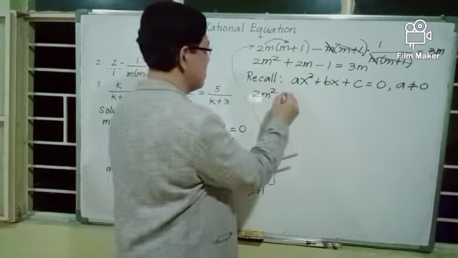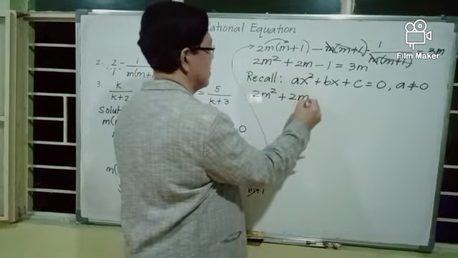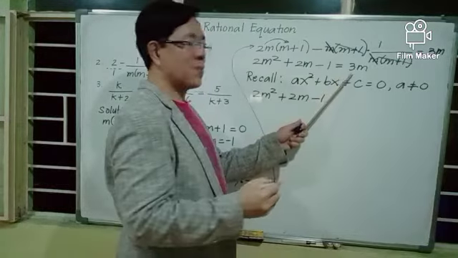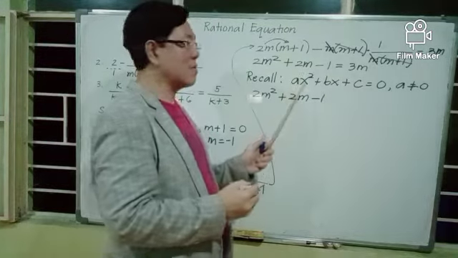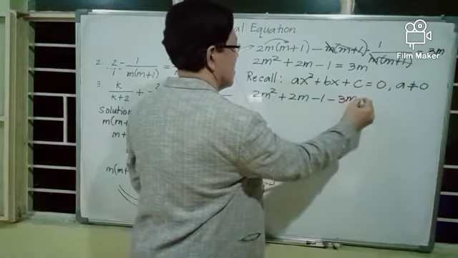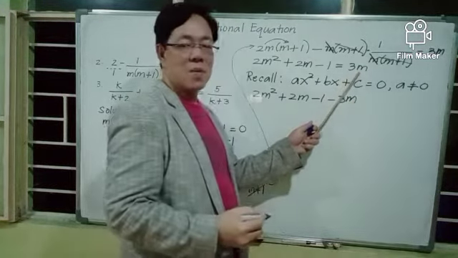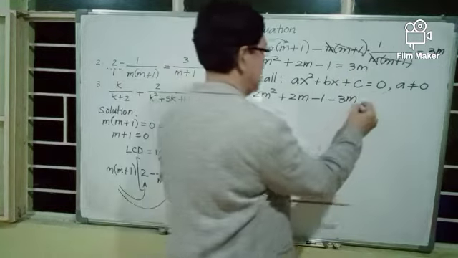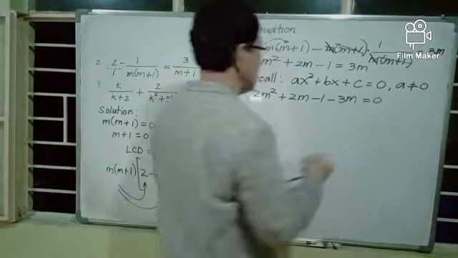plus 2m minus 1. Transpose 3m to the left hand side, minus 3m. Now, nothing is left at the right hand side, equals 0.